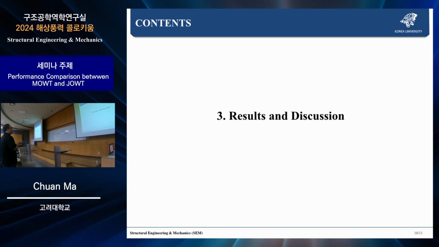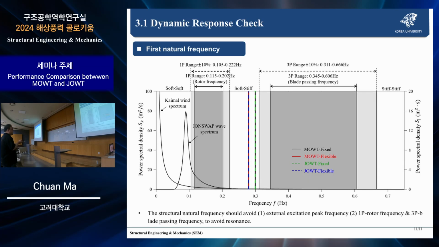The last section is the results and discussion. First, we check the dynamic response. First, we check the first natural frequency of the monopile and the jacket. We can see in here, this is for the fixed foundation, for the monopile and the jacket of the turbine.